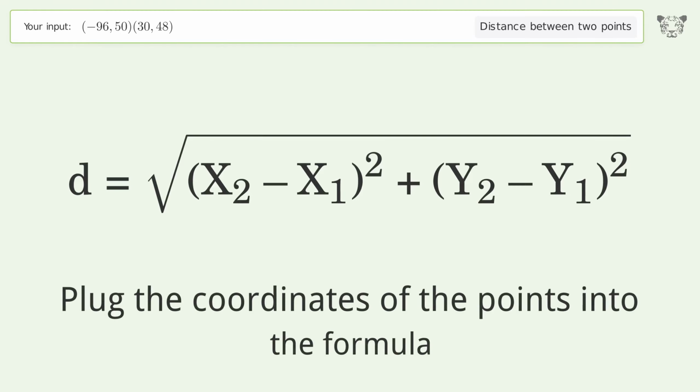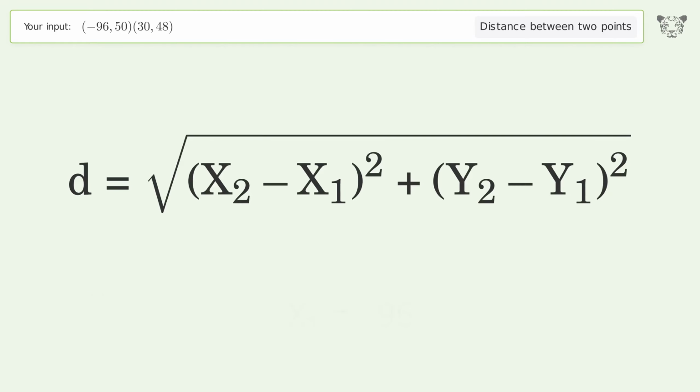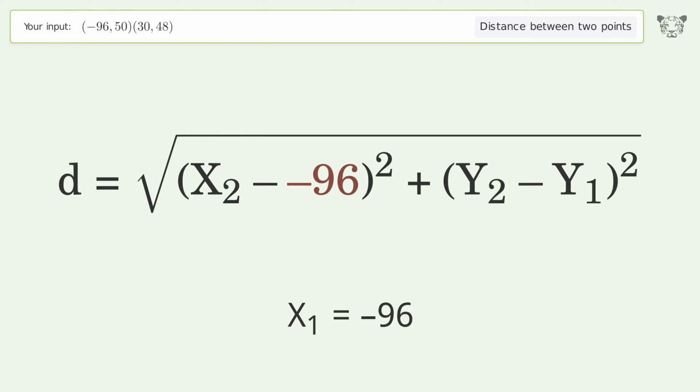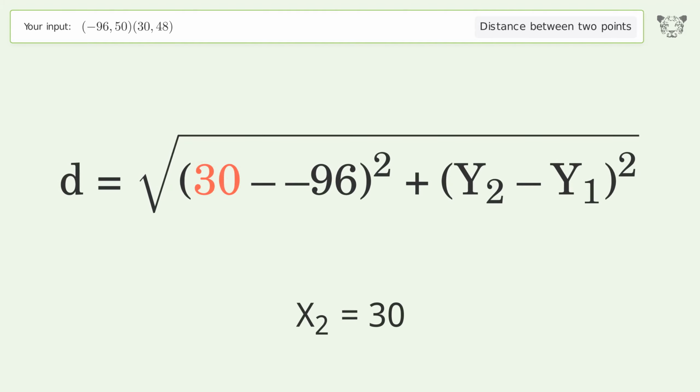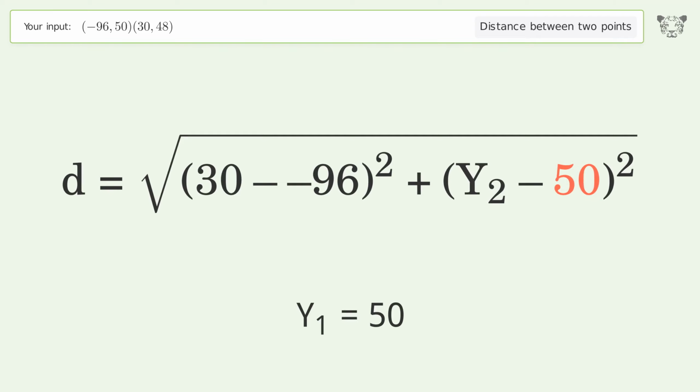Plug the coordinates of the points into the formula. x1 equals -96. x2 equals 30. y1 equals 50. y2 equals 48.